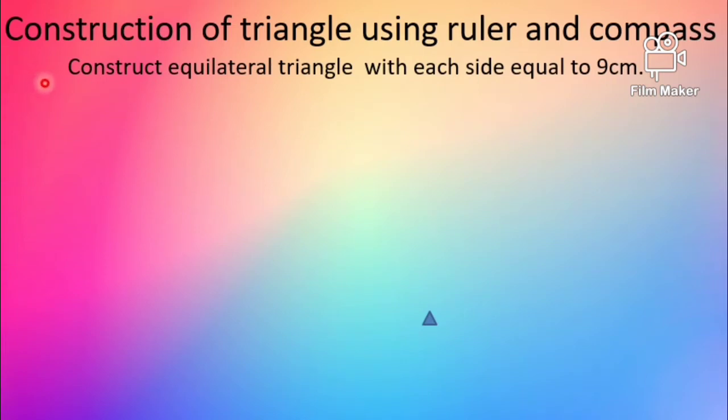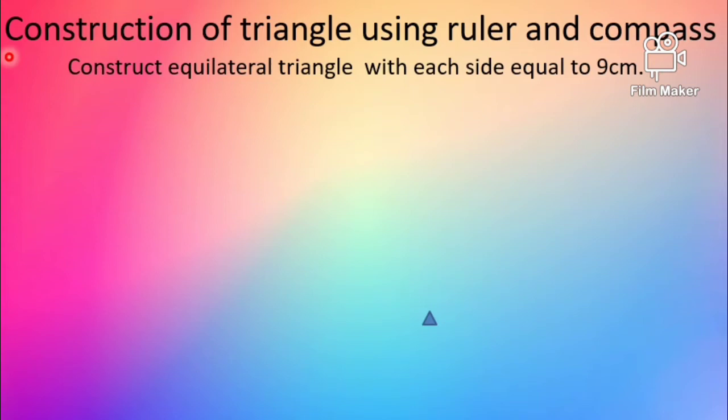Today we have to construct an equilateral triangle with each side equal to 9 cm. Do you know what is an equilateral triangle? A triangle with all three equal sides is called an equilateral triangle. Today we are going to draw or construct an equilateral triangle with the help of compass and a ruler.